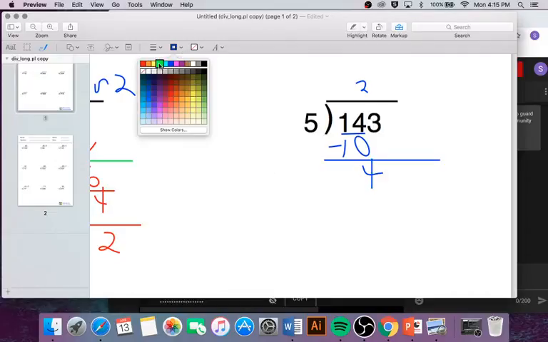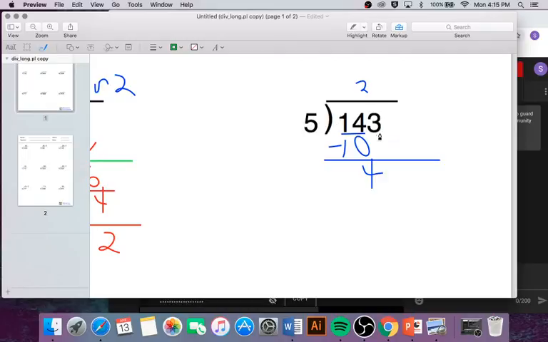We're going to move over. Now we need to bring down our next number. So now we have 43. So we need to see how many times 5 can go into 43 without going over. 5 times 8 is as close to 43 as we can get without going over. 8 times 5 is 40.